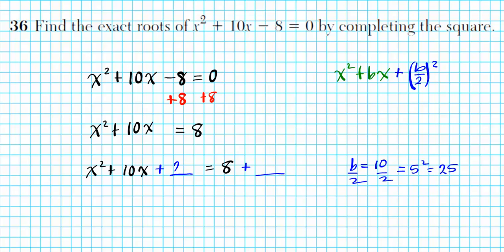So if I add 25 here, guess what? I have created a perfect square trinomial on the left side of my equal sign. In order to preserve equality, I have to add the same number to the right side of my equation. Now let's go ahead and factor this perfect square trinomial. Since it is a perfect square trinomial, it factors nicely. You just root the first term and the last term.